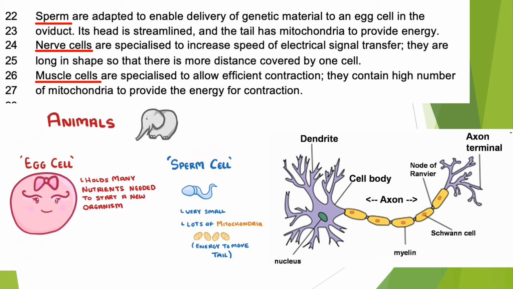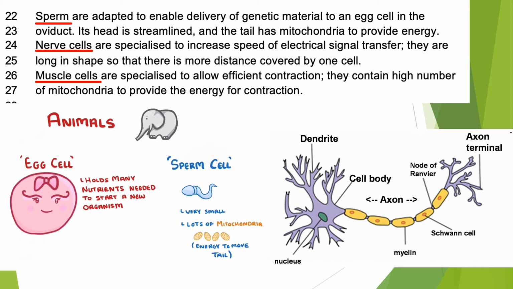All right, and the last one we're going to look at is muscle cells. So muscle cells are specialized to allow efficient contraction, right? So if you've ever worked out before, you'll notice that your muscles tend to get really hard when you're flexing them. Okay, and what it's doing is it's contracting. So when you're trying to pull something up, your muscles contract in order to pull something. So what do they need in order to do that contraction? They need lots of mitochondria.